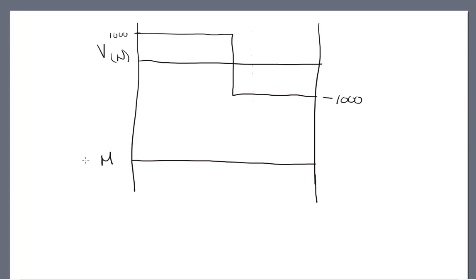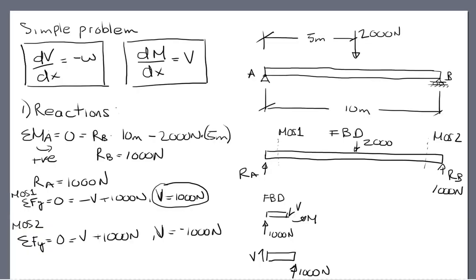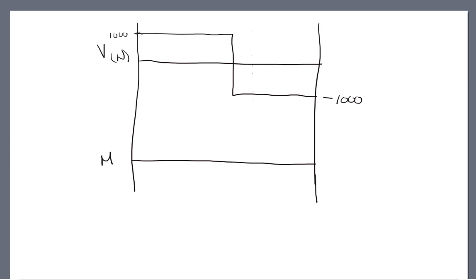So what relationship are we going to use to figure out our moment diagram? Let's turn this layer off. Remember these relationships up here. dV by dx equals negative omega, and that's your distributed load. The distributed load in this case is 0. So the slope of your shear curves should be 0. And that's what we have here, right? This slope is 0, this slope is 0.